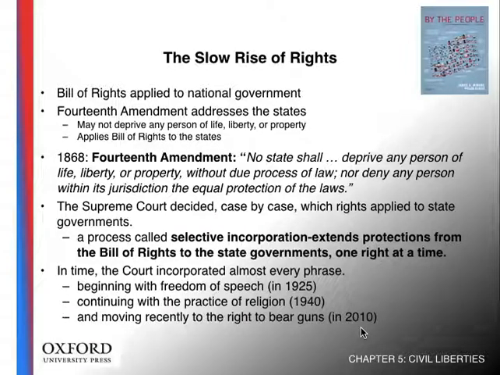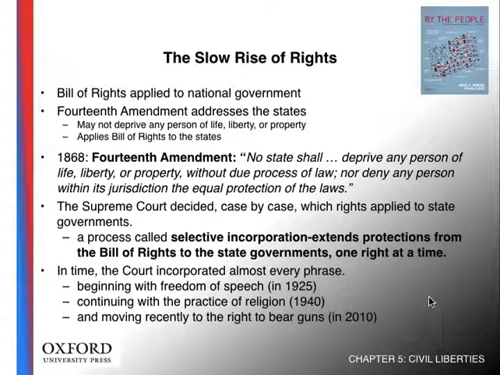When they rule on it, they turn to the 14th Amendment and say, hey, states, you're not allowed to deprive any person of life, liberty, and property, and this is a case where your laws are doing that. Then one by one in these court cases, the Bill of Rights is incorporated into all state governments. So you need to know this definition of selective incorporation, which is extending the protection of the Bill of Rights to state governments one right at a time.